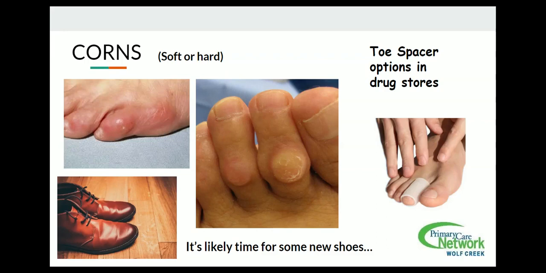So after you bath or shower, you can use a pumice stone to gently remove the buildup of tissue. You do not want to use over-the-counter remedies to dissolve corns, okay? Do not try and cut out the corn or remove it with a sharp object. One thing to remember is a corn will likely keep coming back if you are wearing poorly fitting shoes or if your toes continue to rub together, okay? There are toe spacer options available in drugstores, and we do have some more information coming up on toe spacers here.